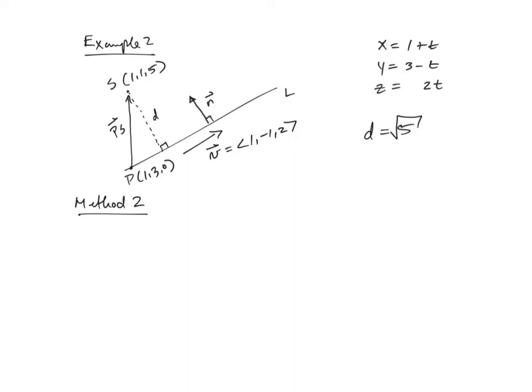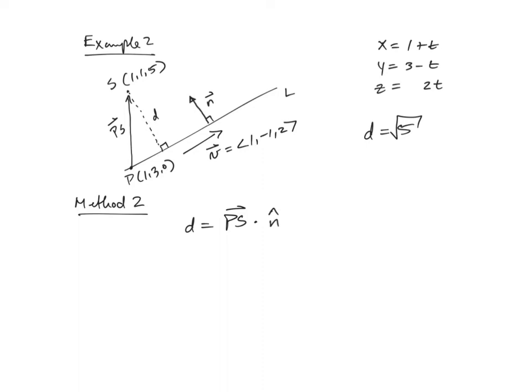So it's a little bit more of a direct method. We're going to find the distance D is simply going to be equal to the projection of PS onto n hat. Remember, whenever we calculate a projection, the second vector has to be a unit vector. So n hat is the unit vector of this vector n, which is perpendicular to the line like this.